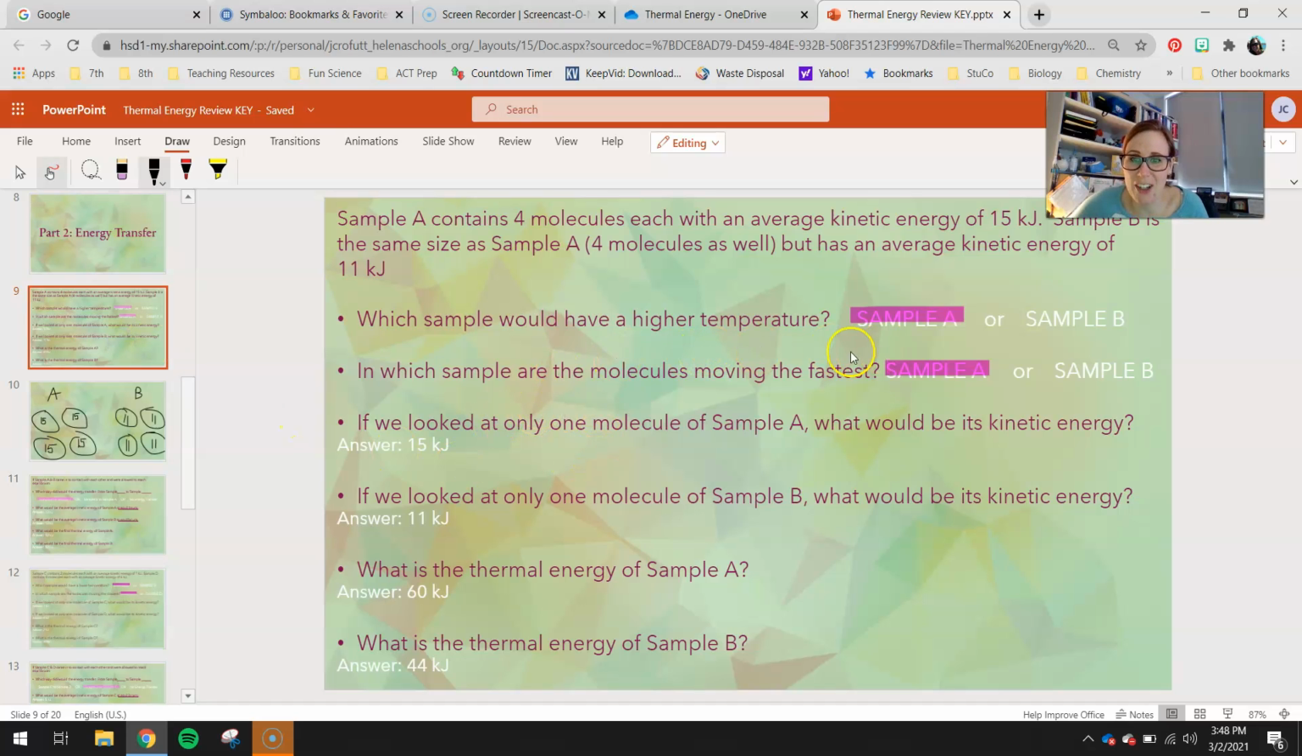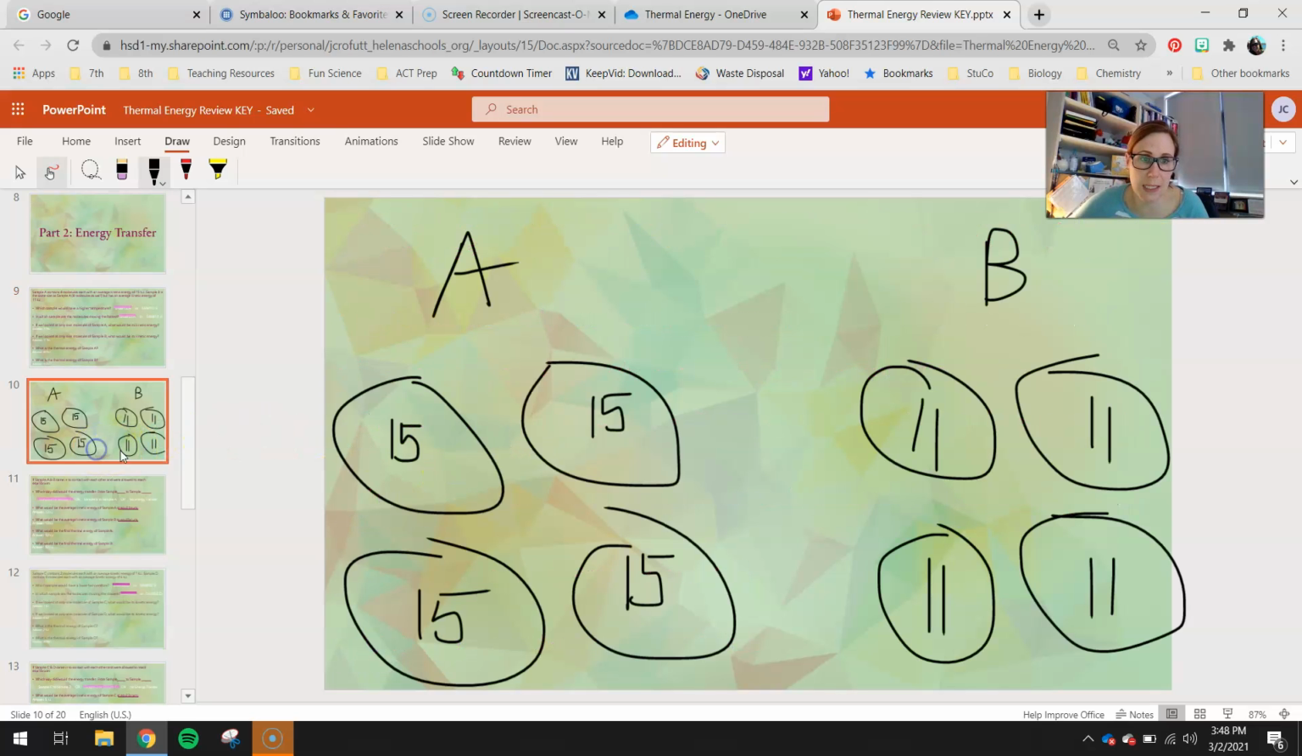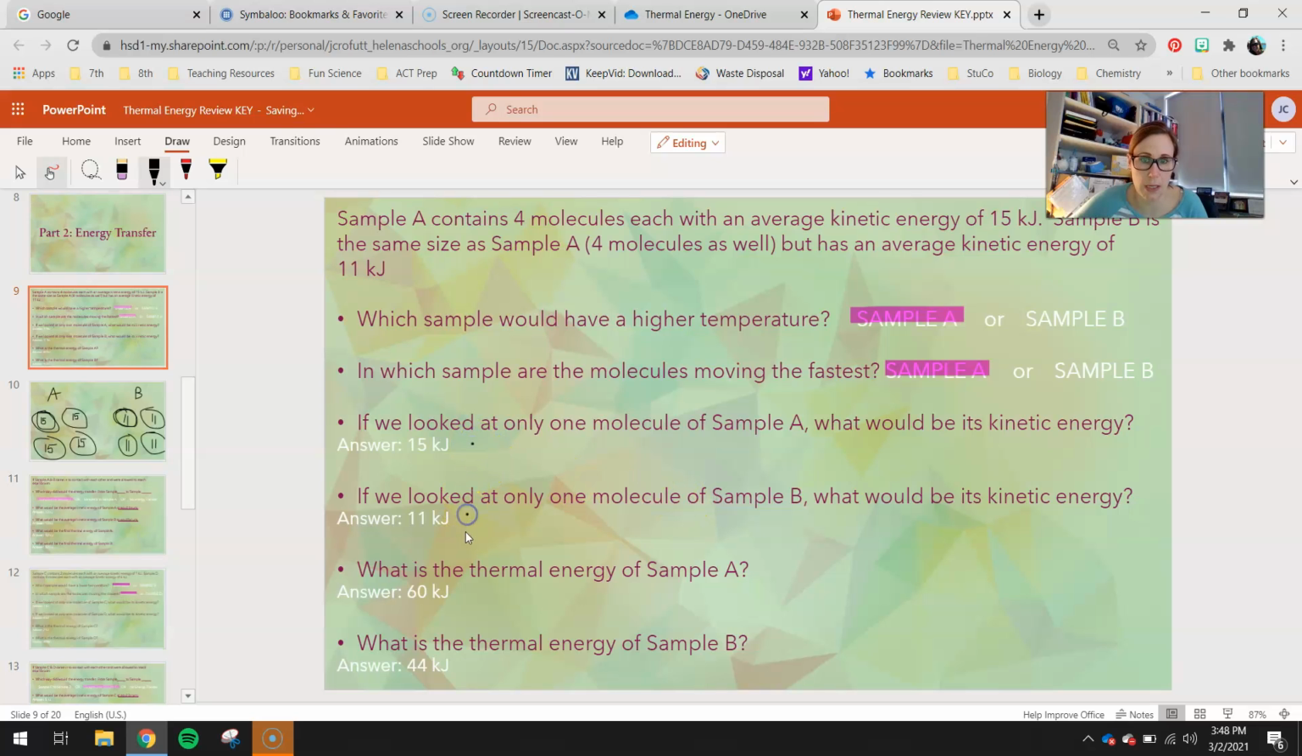Which sample would have a higher temperature, sample A or sample B? Sample A has the higher average kinetic energy, so that is your answer there. In which sample are the molecules moving fastest? Higher kinetic energy also means a larger speed, so sample A as well. If we looked at only one molecule of sample A, what would be its kinetic energy? 15. If we looked at one molecule of sample B, what would be its kinetic energy? 11. So there's 15 and 11 right there.